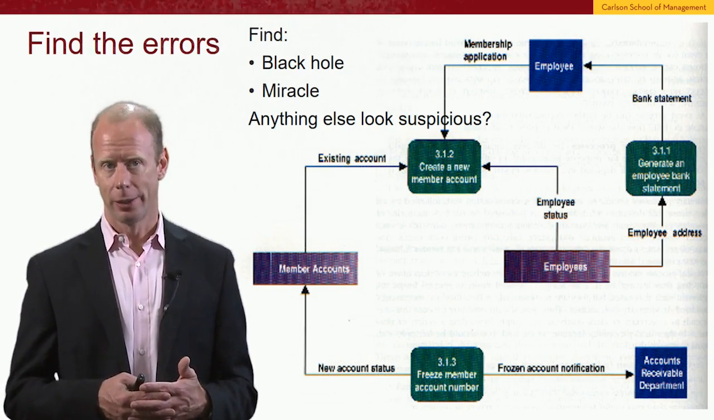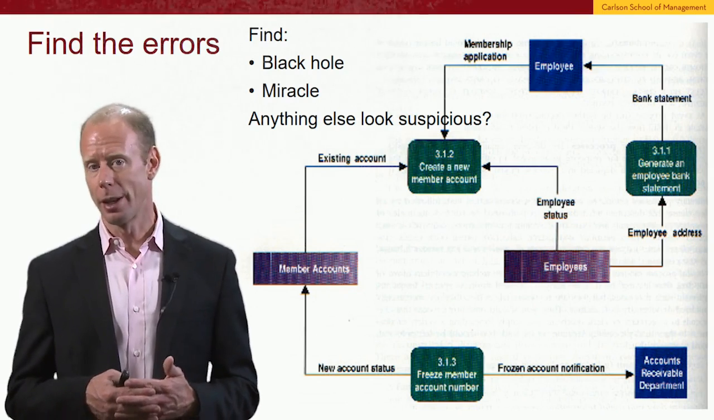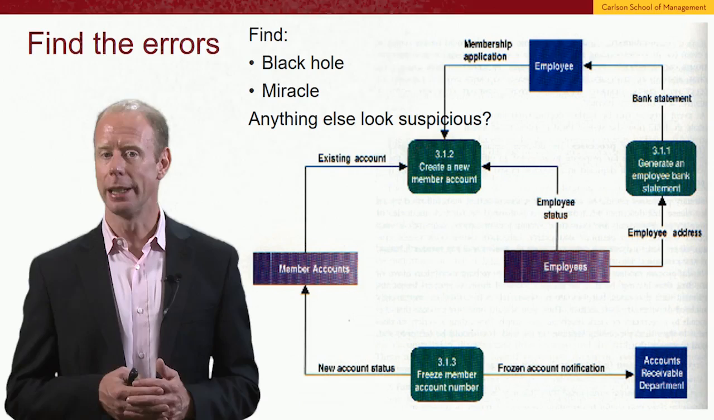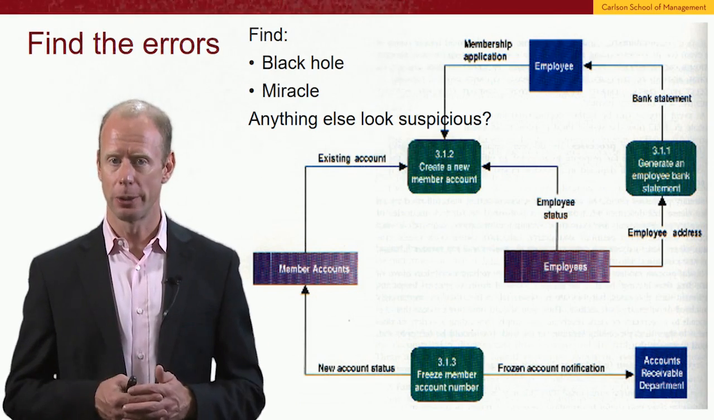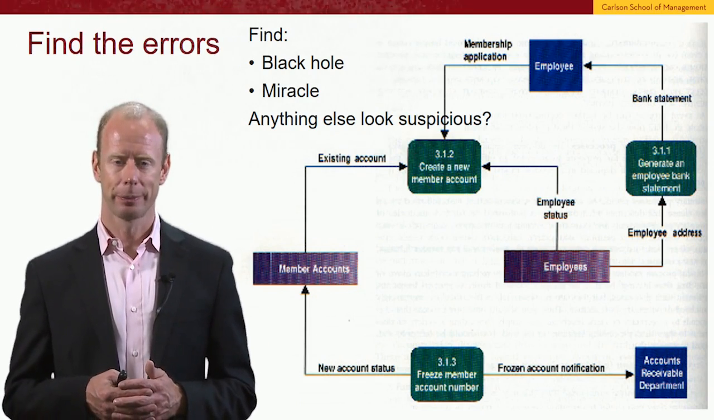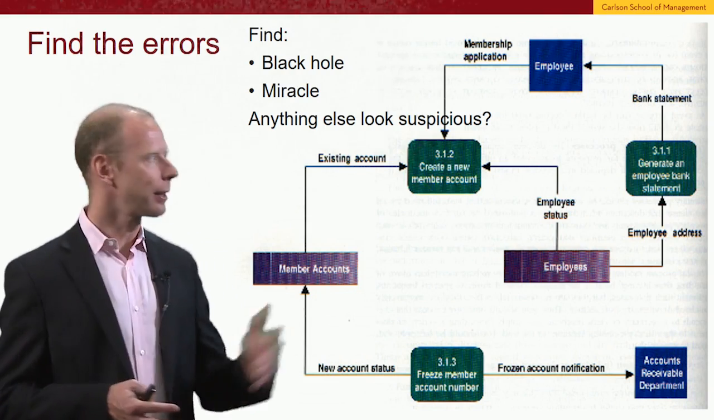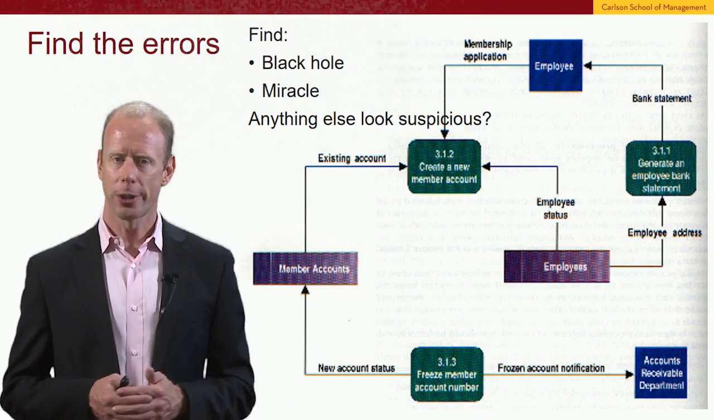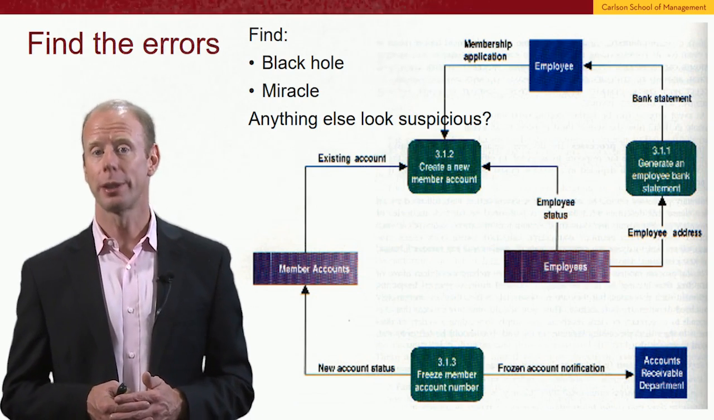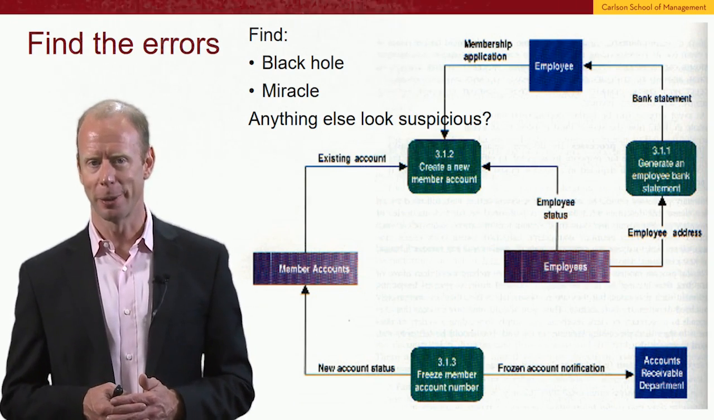Identifying syntax errors like black holes and miracles is often easy because you don't need any kind of familiarity with the domain of the system. On the other hand, identifying semantic errors like this one is much harder and usually requires reviewing the diagram with your business subject matter expert.